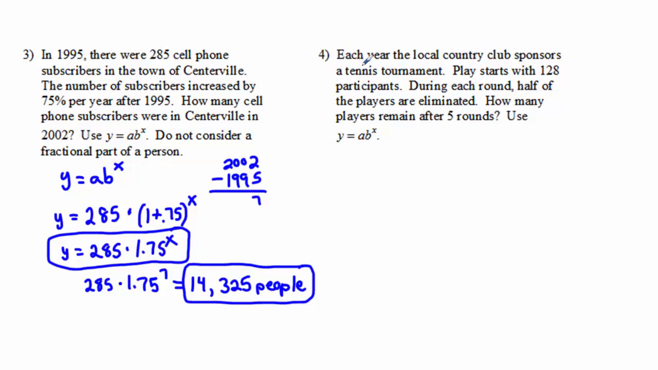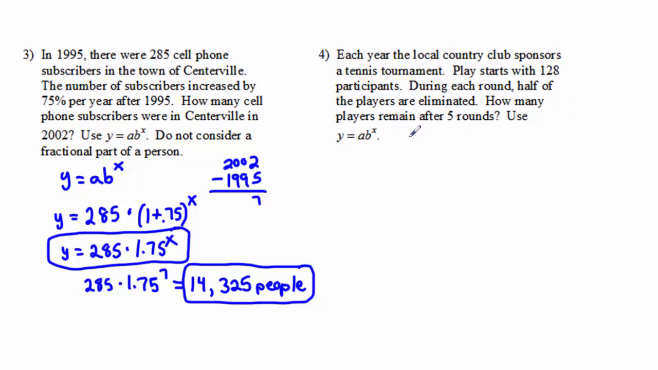Each year, the local country club sponsors a tennis tournament. Play starts with 128 participants. During each round, half of the players are eliminated. How many players remain after 5 rounds? Use y equals a times b to the x. Now, technically, it wouldn't be that hard, especially if this were multiple choice, for us just to work this out, like half it 5 rounds and then see what we get.